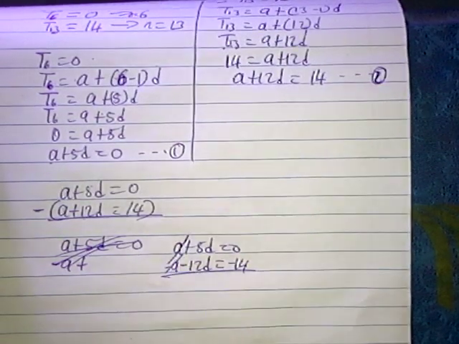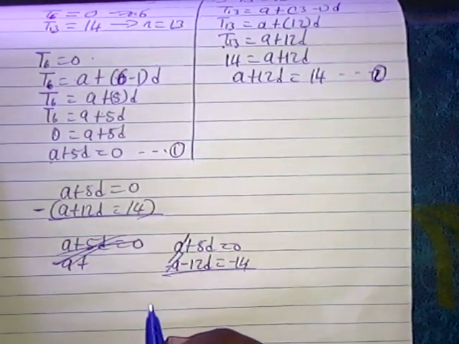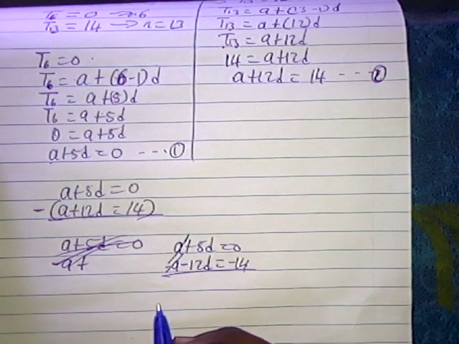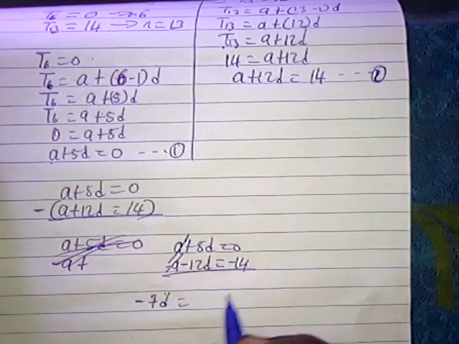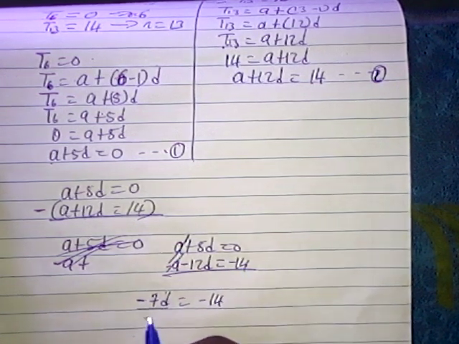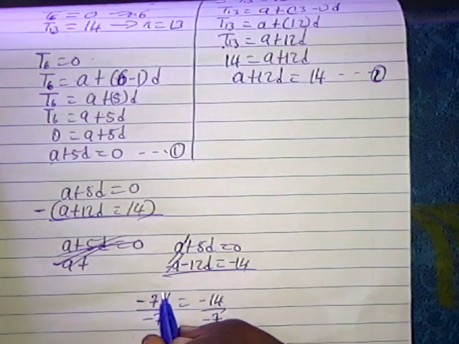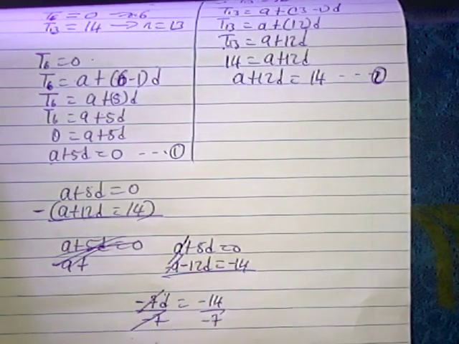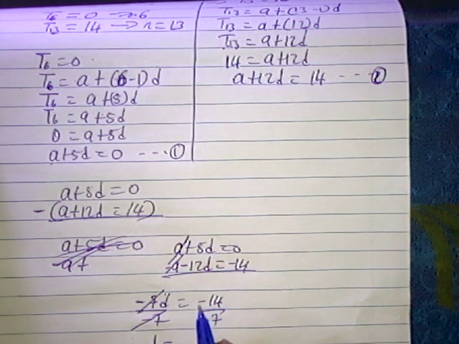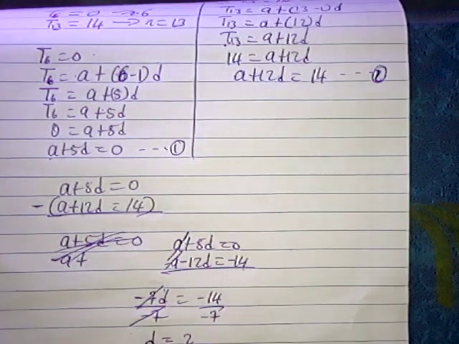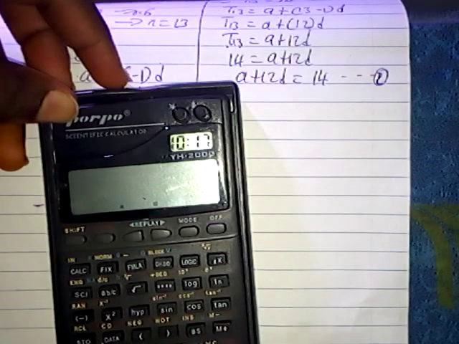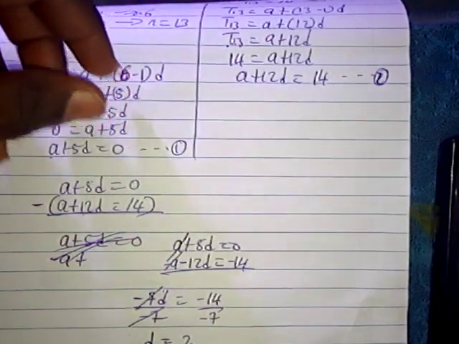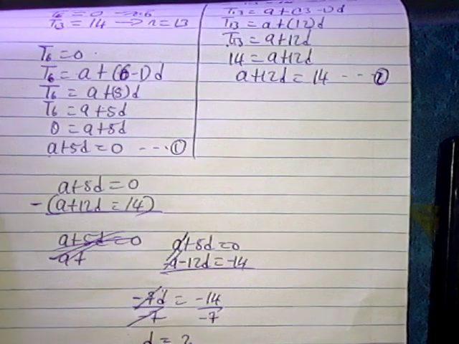Now we cancel. Good. 5D minus 12D is what? It's going to give you minus 7D is equal to 0 minus 14, which is minus 14. Divide here by 7. Divide here by 7. Minus 7 cancels minus 7. What is given in D? D equals minus 14 divided by 7 minus 7 is what? If you use the calculator, very simple. 14 divided by 7, if you use the calculator, is what? Minus 2. Good. Now we know the value of D.